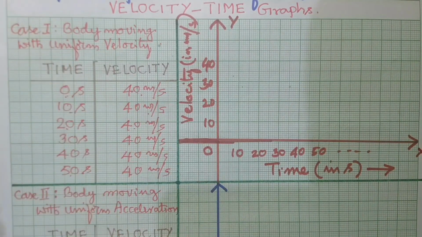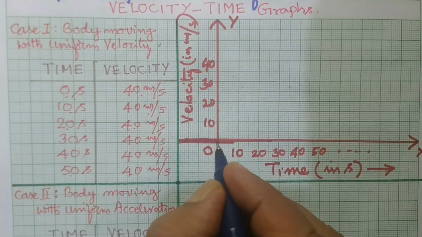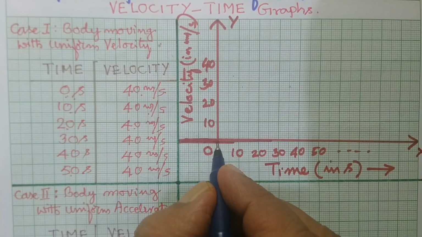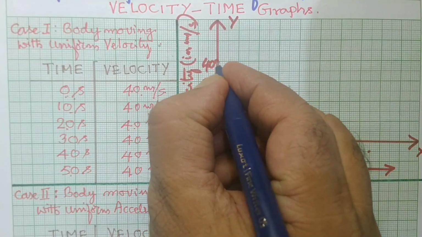Now let us plot the points. At 0 second, it is 40 meter per second. This is the 0 second on the x-axis. 40 meter per second means this is the 40 meter per second we are getting here. This is the point we are going to get here.